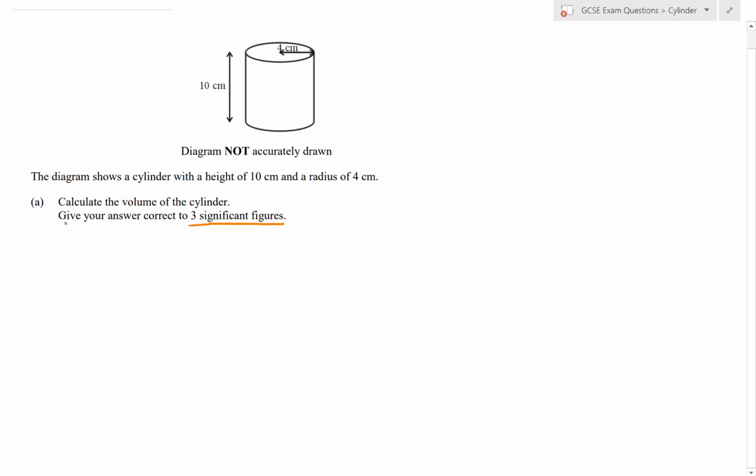Now, how do we know which formula to use? Again, like I said, it's the volume of a cylinder. So let's write down the formula. Volume of a cylinder is pi r squared h. I'm not really good at writing pi. So pi, r stands for radius and h stands for the height.